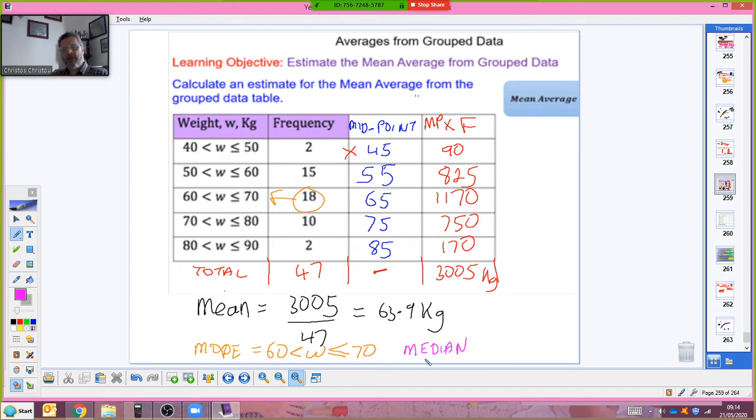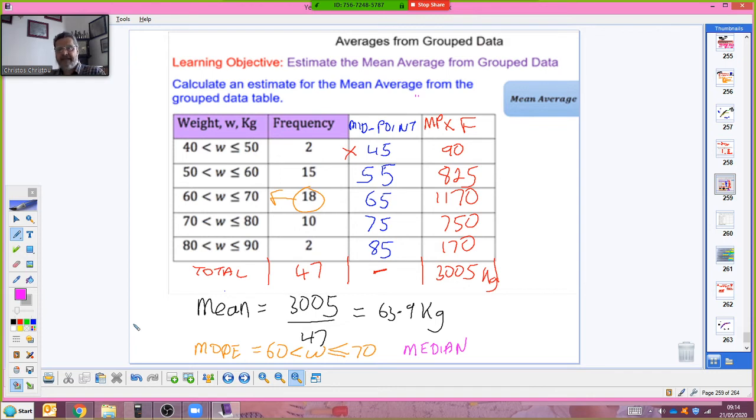The median is the middle one, is that not correct? If it's all in order? Do you see these weights are all in order? 40, 50, 50, 60, 60, 70, etc. The table is in order. You don't have to arrange it from smallest to last.